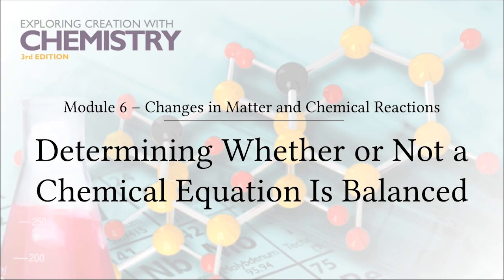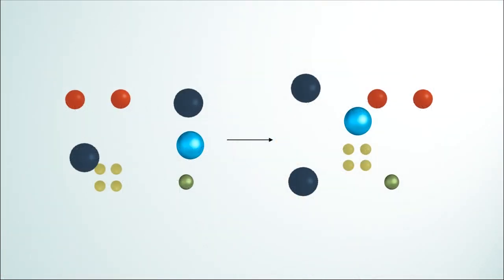Module 6, Changes in Matter in Chemical Reactions. Determining whether or not a chemical equation is balanced. Balancing chemical equations really just involves keeping track of all the atoms on each side of the arrow.